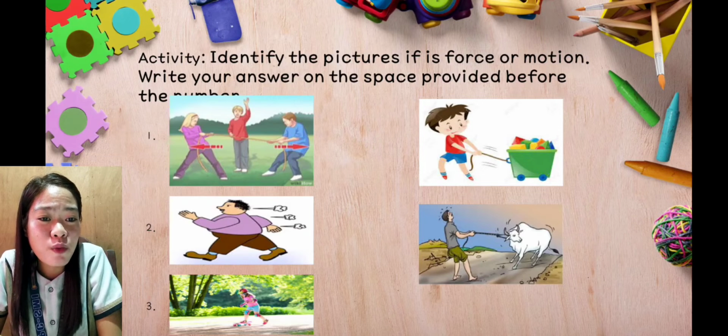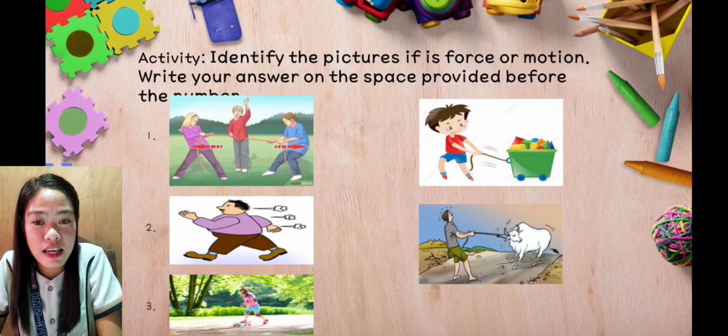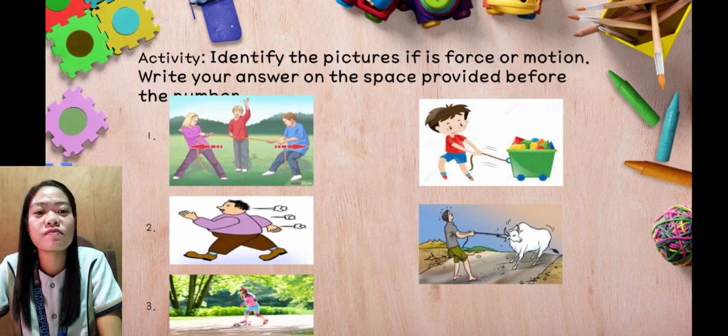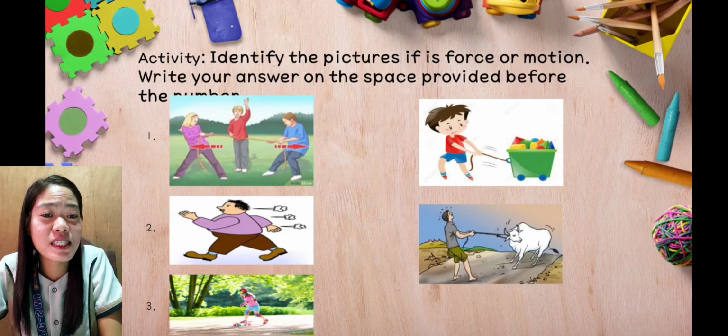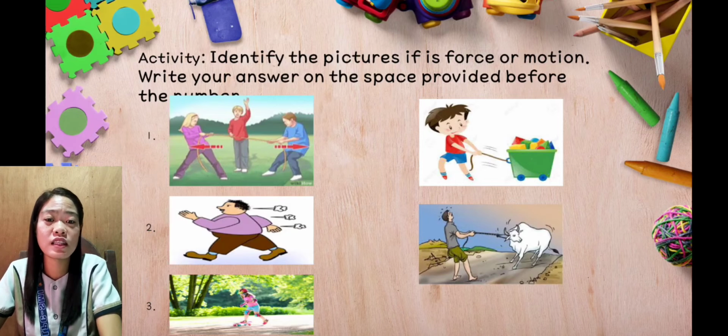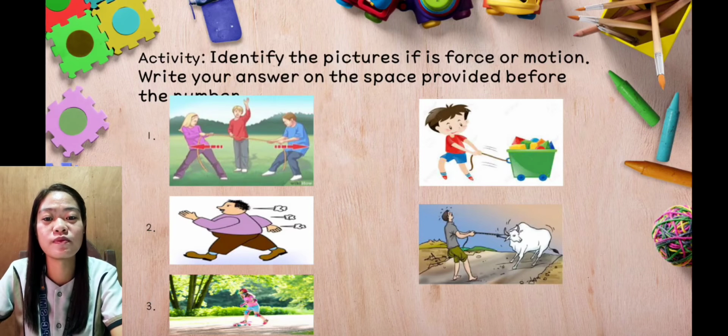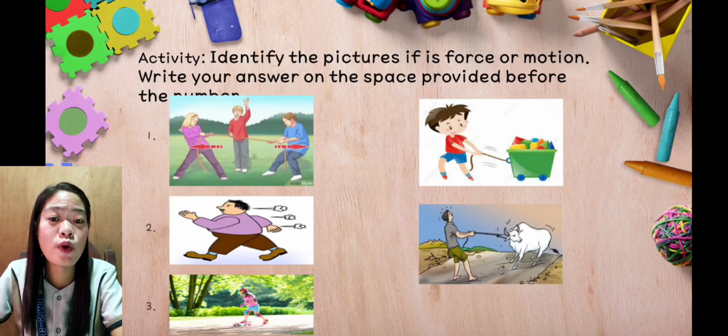again, the man, what is the man doing? Walking. Okay, very good. And when we say walking, what did you observe when the man is walking? Okay, it is motion. Because motion, it is a movement from one place to another. And for the number 3, what did you observe again? Okay, the boy is playing skateboard. Now, what's the answer? Okay, very good.